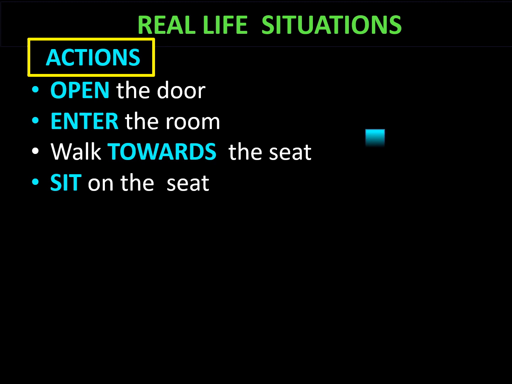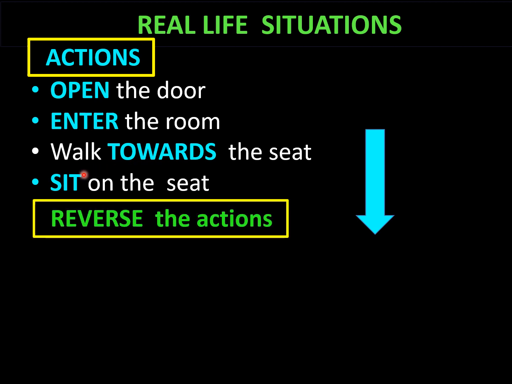Right? So if we look at that, we've done these actions in this order. First, open, then enter, then walk towards, and then sit. And if we want to reverse it, we have to go the other way. So the last action must be done first, and the first action will be done last, but we'll reverse the actions. So can you tell me what's the first thing we'll do?